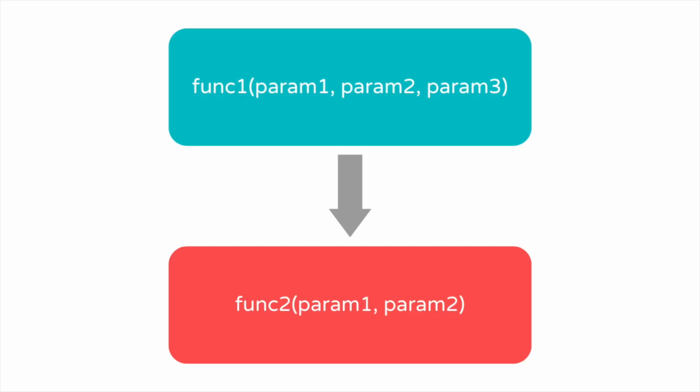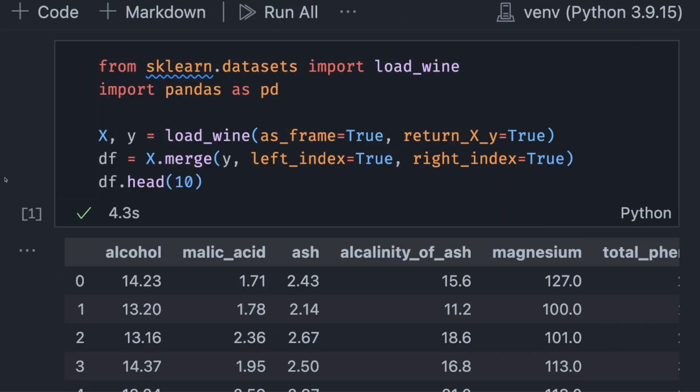Have you ever wanted to create a new function based on another function with some arguments fixed? That is when functools.partial comes in handy. In this video, you will learn how to use functools.partial to simplify your Python function. To see what is useful, let's start with an example.